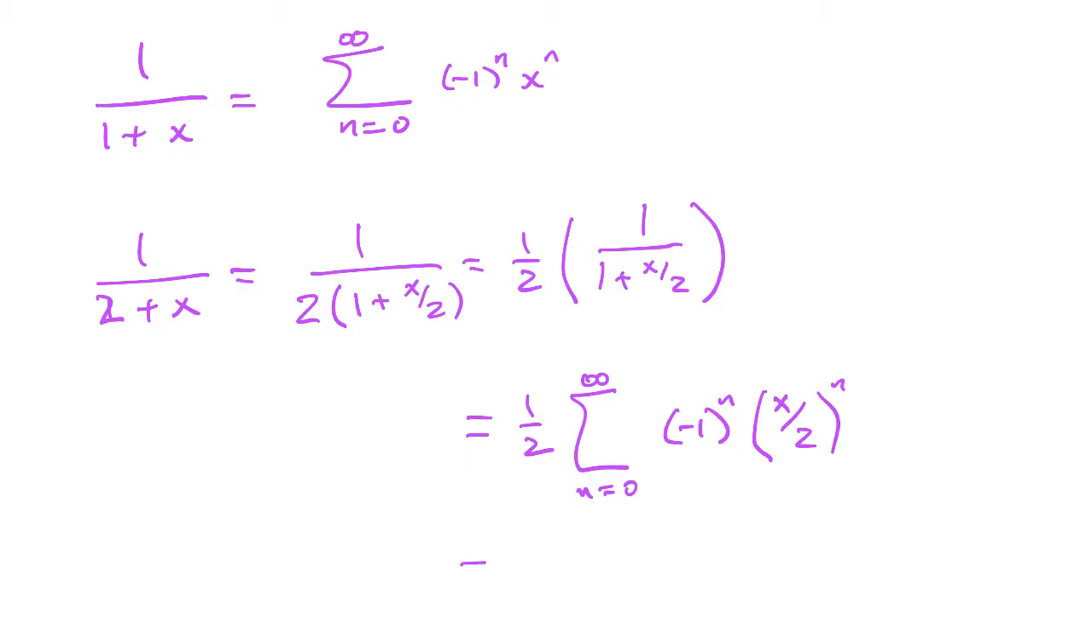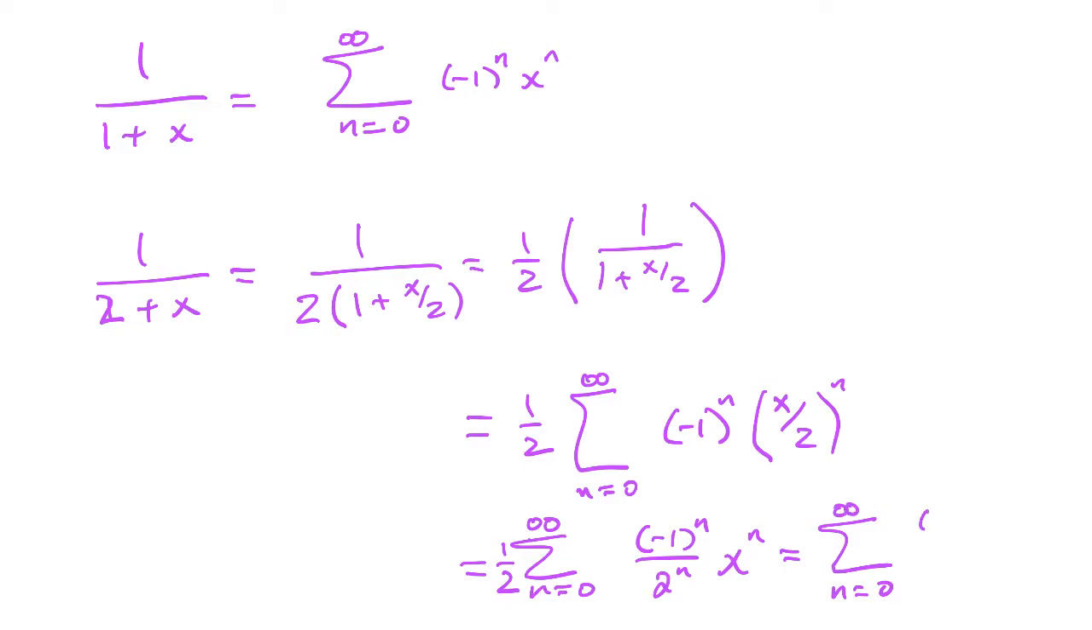And so my power series expansion ends up looking like the sum n equals 0 up to infinity, my 1/2, of minus 1 to the n over 2 to the n, x to the n. And if I want to bring that 2 to the inside, I can get a final answer, n equals 0 up to infinity of minus 1 to the n, over 2 to the n plus 1, x to the n. And so this gives me a power series expansion for something of the form 1 over 2 plus x.